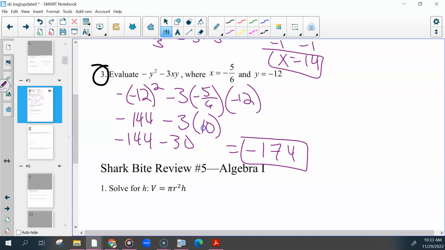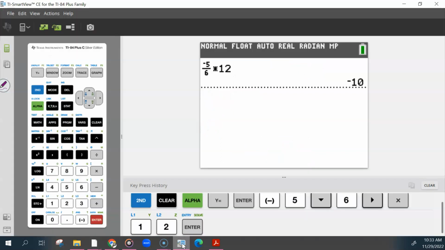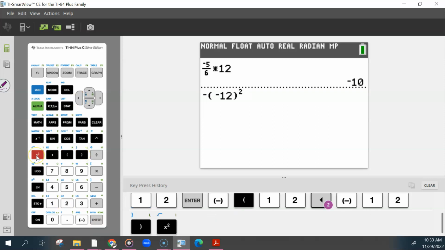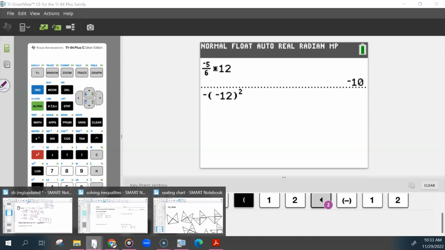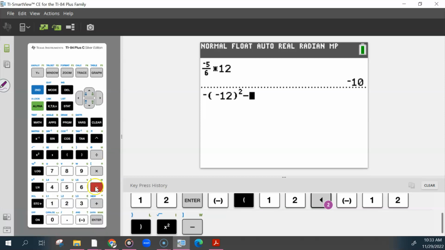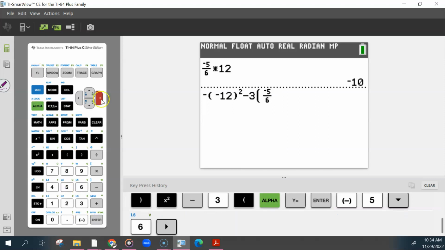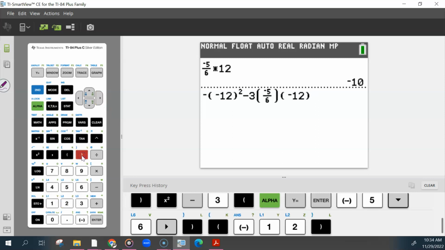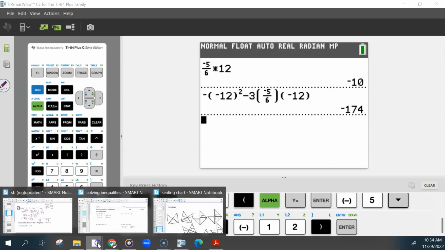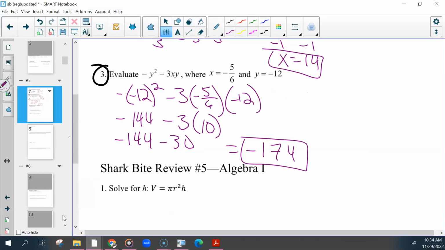So just to show you what that would look like if we put everything in at the same time, negative 12 squared minus 30 times negative 5 over 6 times negative 12. So either way, doing them each individually or putting it all in, as long as you got the same answer, you're good. Questions about that one?